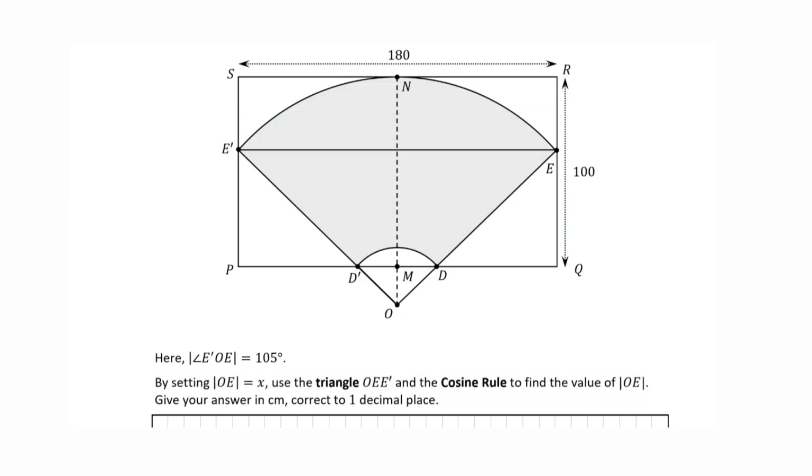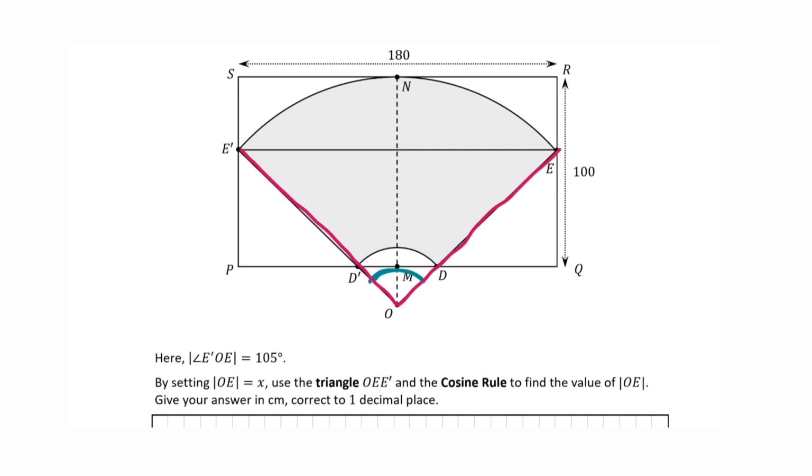In the next part of the question, they tell you that the angle EOE' is equal to 105 degrees. So this angle here is equal to 105 degrees. So by setting the distance OE equal to x, they want you to use the triangle OEE' and the cosine rule to find the value of the distance OE.